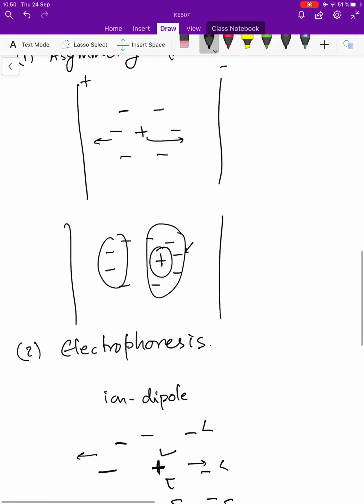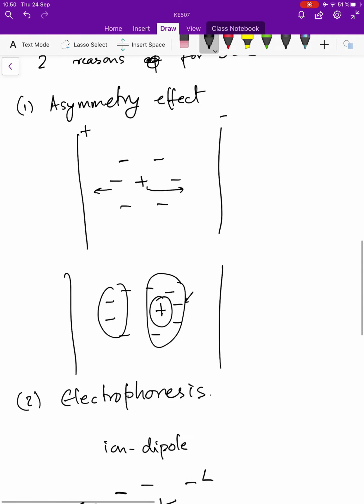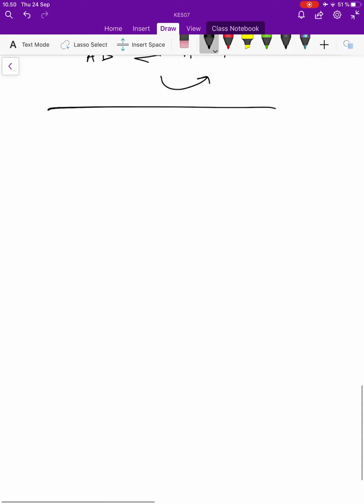Now, at least for strong electrolytes, you can obtain the conductivity at infinite dilution, or at very low concentrations, by simply extrapolating the plot. So if you could measure the conductivity at different concentrations, you could extrapolate this and obtain the conductivity at infinite dilution. But this cannot be done for weak electrolytes.